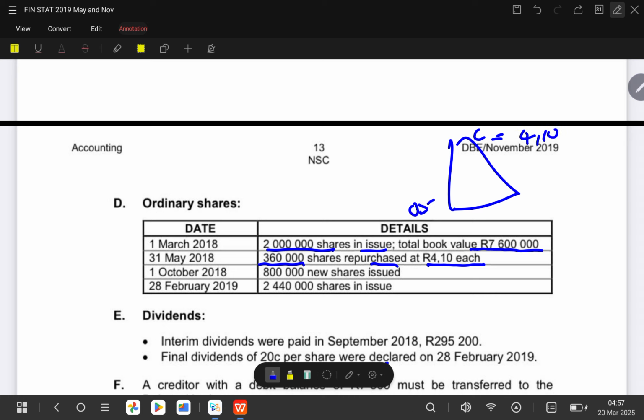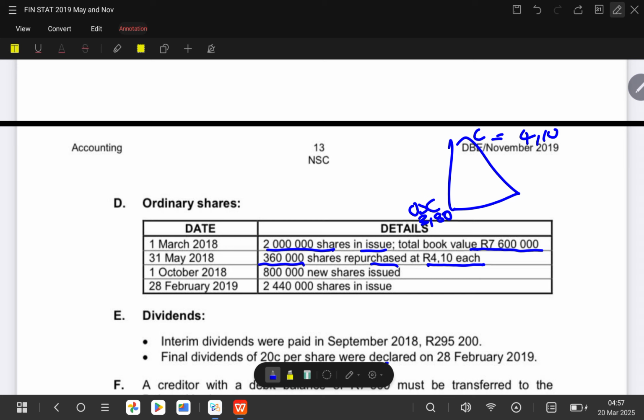So for your ordinary share capital, the average will be, you take your 7,600,000. Remember, the repurchase took place first, so it means you need to get average price. You use your opening balance of ordinary share capital, you divide it by the number of shares. So if you say 7,600,000, and then you divide it by issued shares, which is 2 million, is going to give you 3 Rand 80. So our ordinary share capital value here is 3 Rand 80.